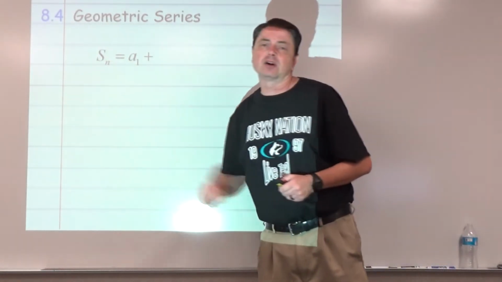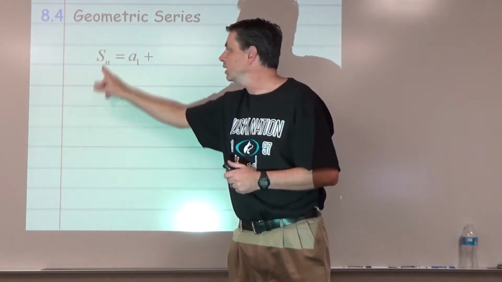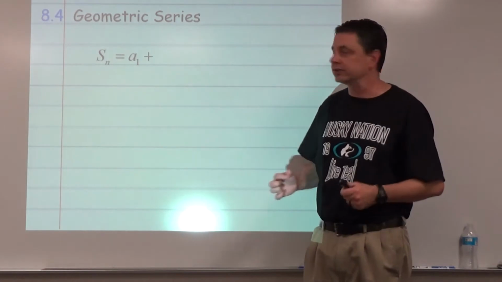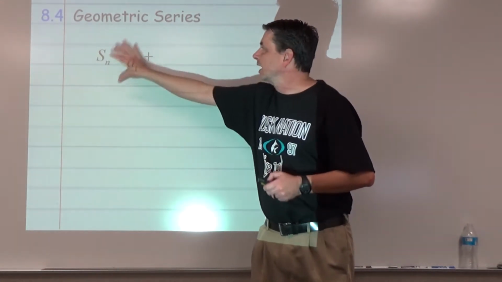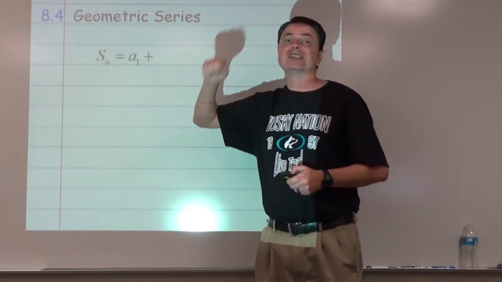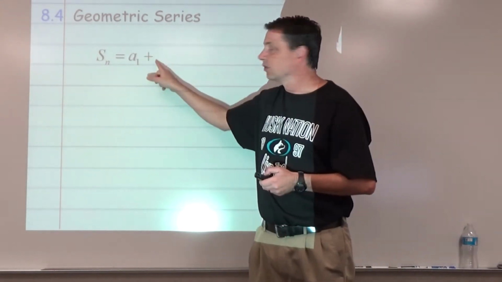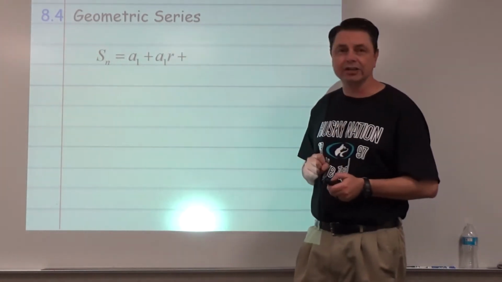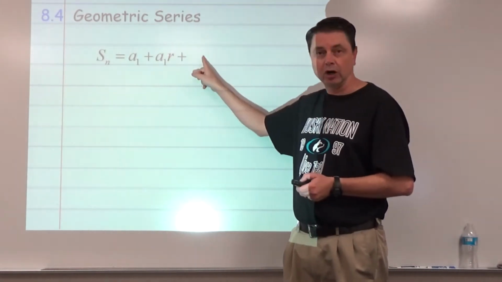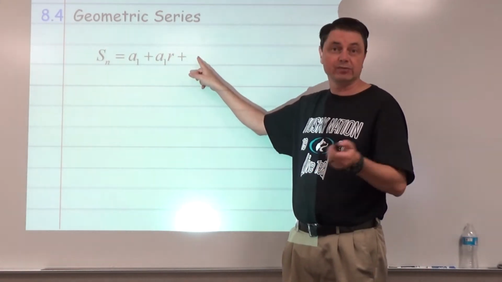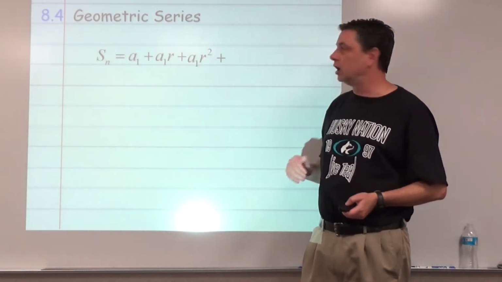Remember when we were looking at arithmetic series, it was capital S for series or sum, sub n. So we're adding up the first n things. And the first one would be a sub 1 plus. And if we're talking about geometric, remember, we take the previous one and we multiply by the r value to get the next one. So the first one times r is the second term. And then the next term is that times r. So a sub 1 times r times another r makes a sub 1 r squared, and so on.